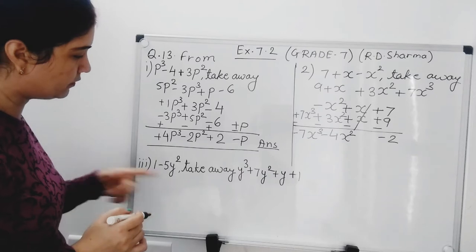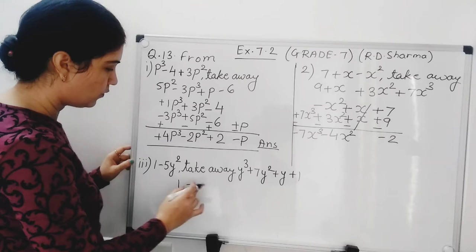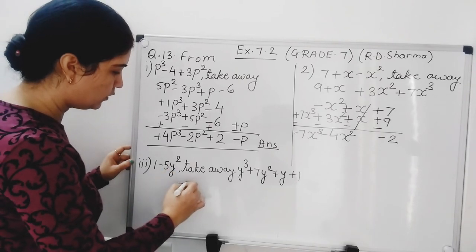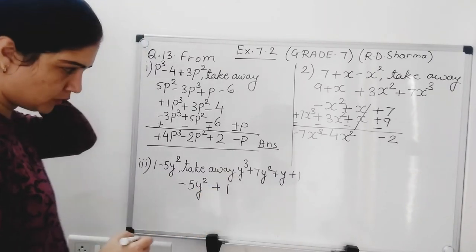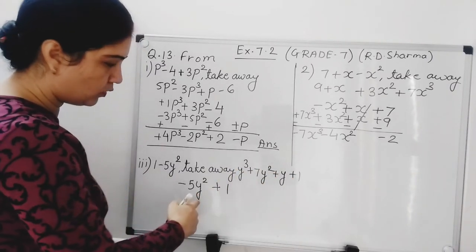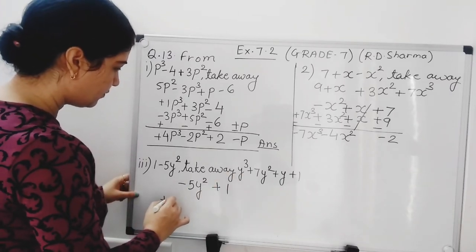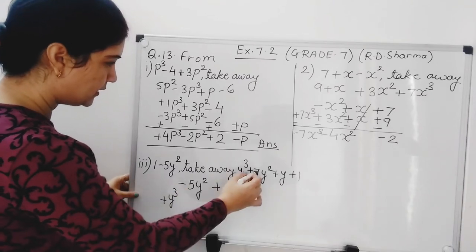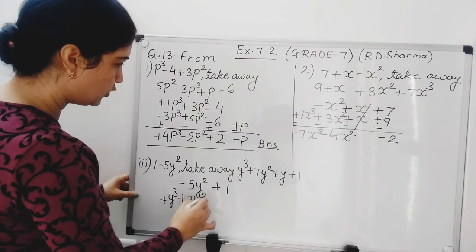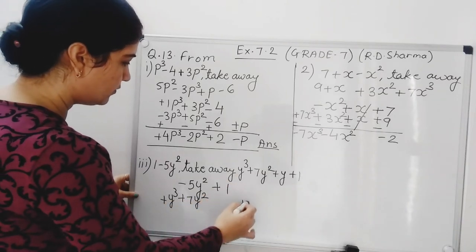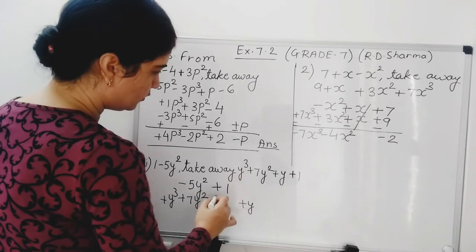Now the third one, it's a little tricky one. So let's see. According to the decreasing order, first we write minus 5y square plus 1. Now we need to see these terms and write below according to the like terms. So y cube, we don't have y cube, so we'll write it here, plus y cube. Then plus 7y square, we do have y square, so plus 7y square. Then plus 5, in the first algebraic expression there is no plus 5 term, so we will write it plus 1.